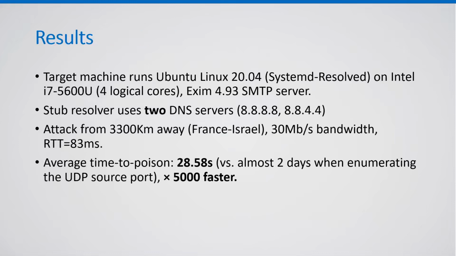We tested this attack on a machine with 4 logical cores that runs Ubuntu Linux with systemd-resolved stub resolver and Exim SMTP server software. We configured it to use 2 DNS servers, and the attack took place from over 3,000 kilometers away with a modest bandwidth and a very typical RTT. So this experiment represents a very realistic scenario. We obtain an average time to poison of a bit less than 29 seconds versus almost 2 days with a brute force attack. Our attack is therefore 5,000 times faster than a brute force attack.